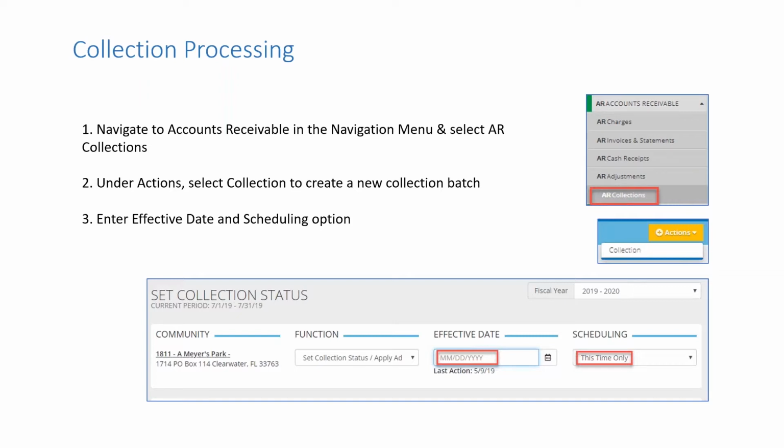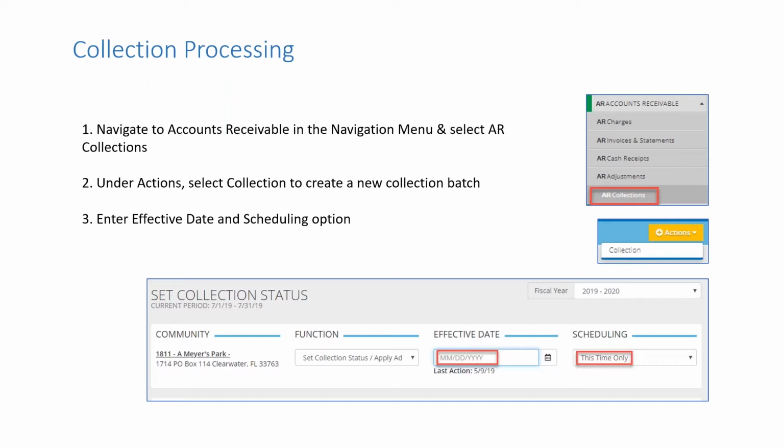And then when we get to the AR collection screen, we're going to see activity. We can filter it down to see all or just a time frame. But to start a new collections batch, we'll go under actions and select the collections option. And from there, the first thing that we're going to see on the screen is the collection status. You're going to see what community you're in, and it's going to automatically go to the correct function, which is the collection status. So you'll need to set your effective date.